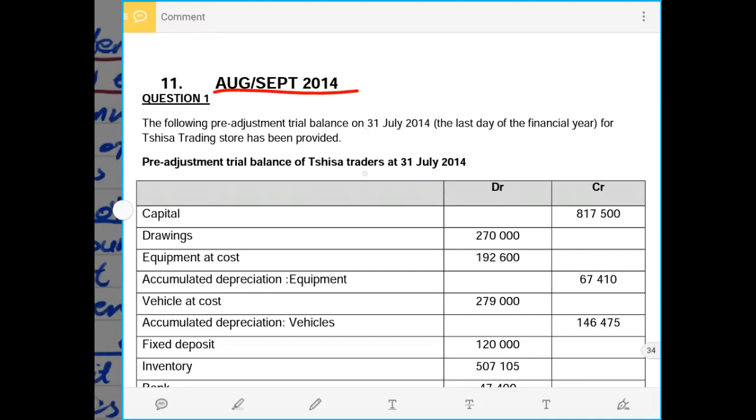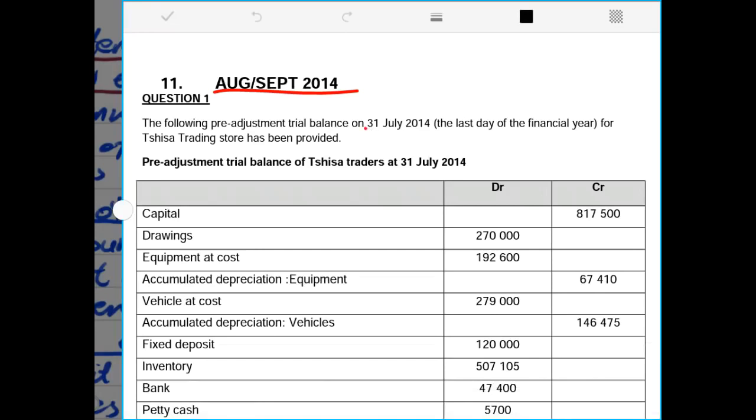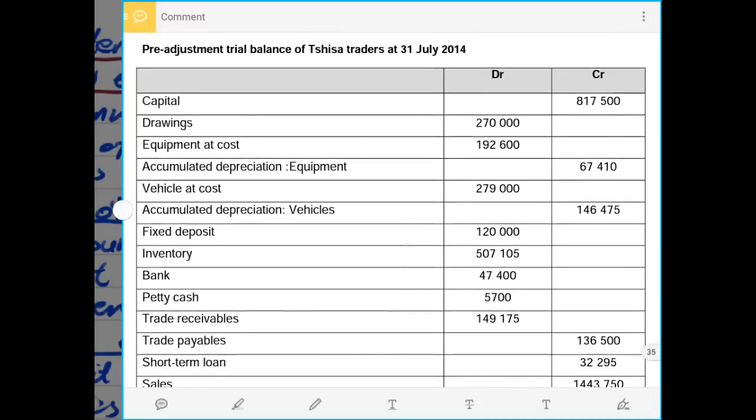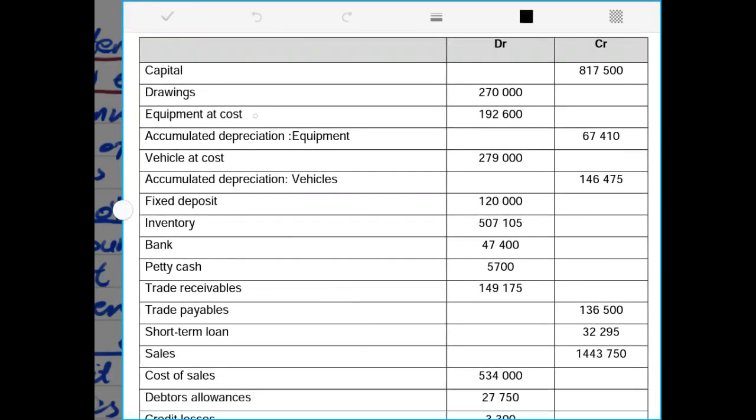This indicates that the end of the accounting period is the 31st of July each and every year, and we are given a trial balance. In the trial balance we are given the capital, drawings, equipment, accumulated depreciation, vehicles at cost. It means we have two assets, equipment and vehicles.